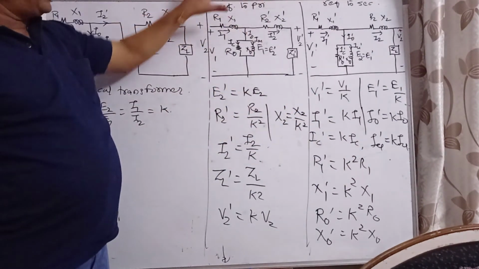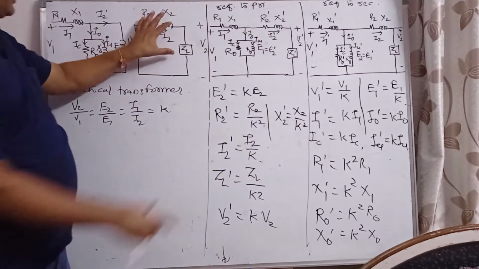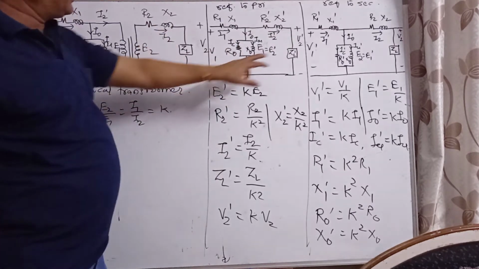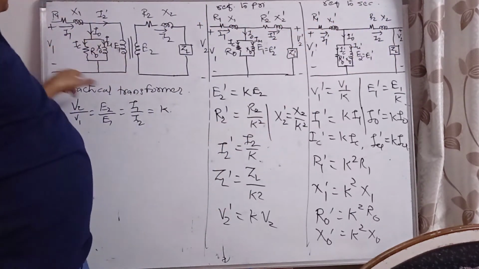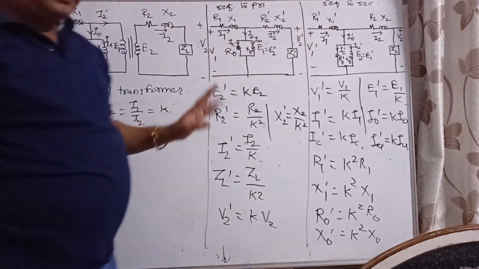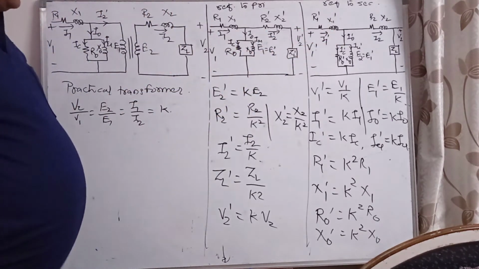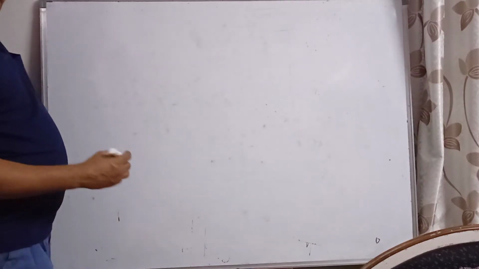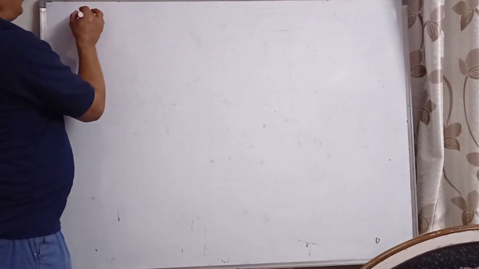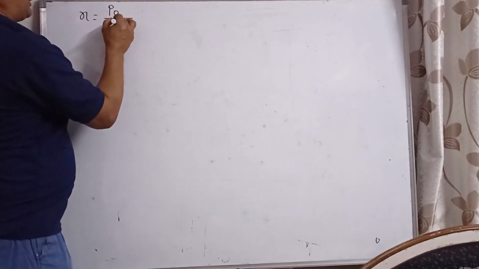So equivalent circuit referred to primary, this whole is taken to this side, these notations are changed. Equivalent circuit referred to secondary, now secondary is not changed, all the primary are changed and they are different. Right? So this is the equivalent circuit of the transformer. Now efficiency of transformer. Output power upon input power.